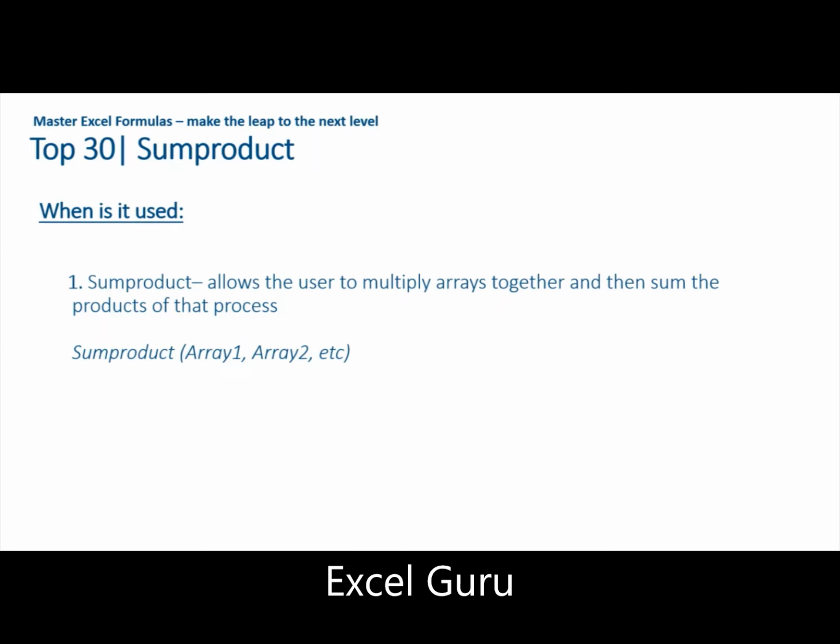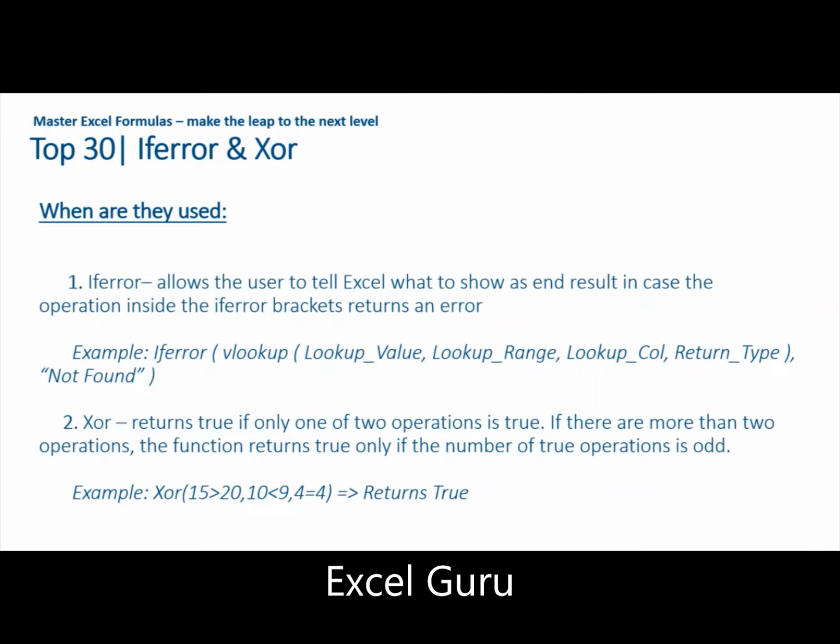Now the next two formulas are IFERROR and XOR. IFERROR is probably one of the most used formulas in Excel. What it does is it ensures that there is an alternative outcome in case the operations inside the IFERROR brackets will actually return an error.